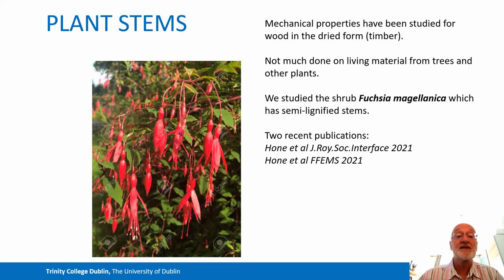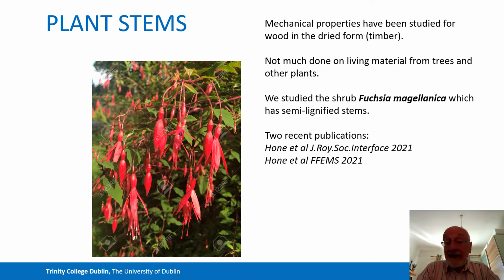The main thing I'm going to talk about today is a problem that my PhD student Tim Hone has been looking into, which is the failure of plant stems. If you look around you, you'll see lots of plants and trees, everything from grass to shrubs to large trees, and you can see that they're essentially made from stems of some kind of wood. Now, the mechanical properties and the toughness of wood have been studied a great deal in one particular form, which is when you cut down a tree and you dry out the wood and you make timber for construction purposes. So we know a lot about that, but we don't know very much about the living wood that's found in trees and in other plants.